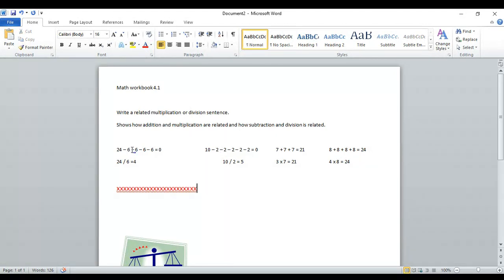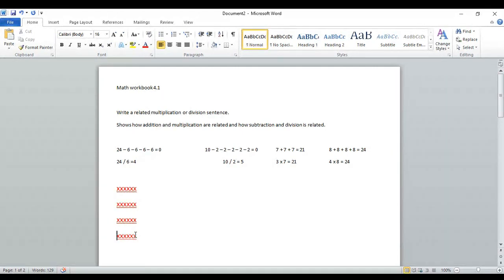Then we would break them into groups of six. 1, 2, 3, 4, 5, 6. I'm going to put my cursor there, hit the underline, hit the enter key. And again, do six more. 1, 2, 3, 4, 5, 6. Put my cursor there. Again, 1, 2, 3, 4, 5, 6. Put my cursor there. And 1, 2, 3, 4, 5, 6. All right. And after I've broken them into groups of six, you can see I have four groups.